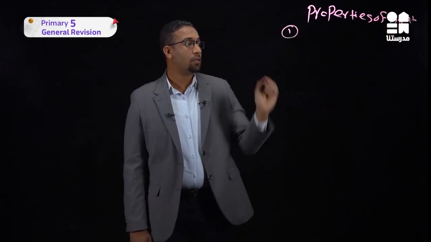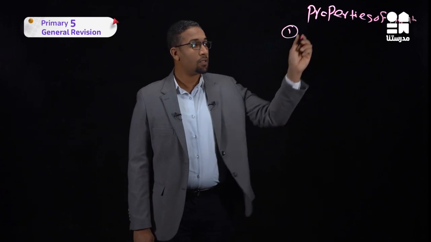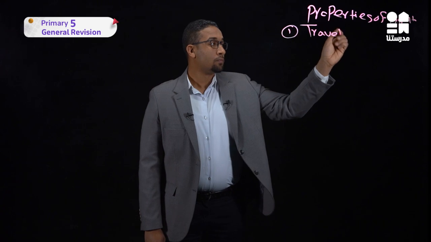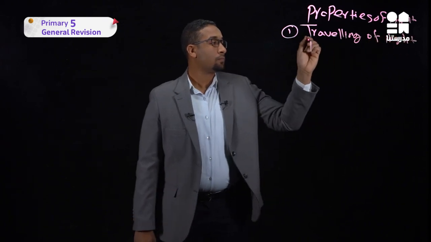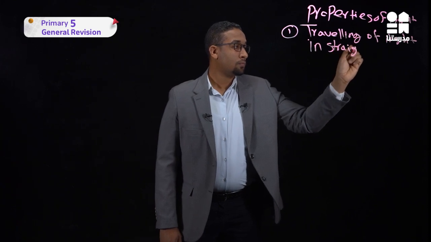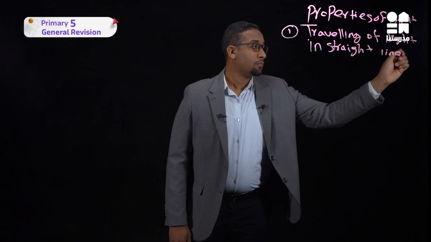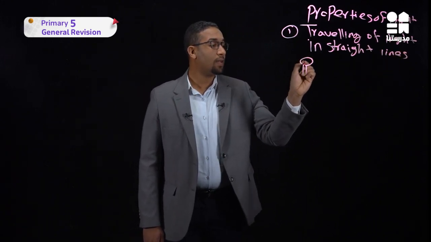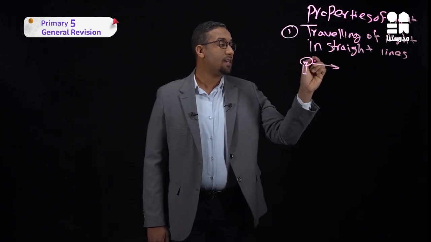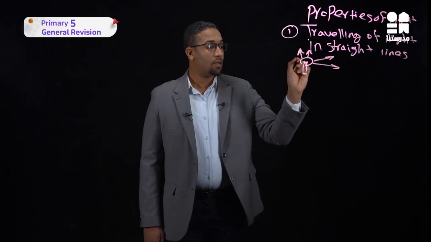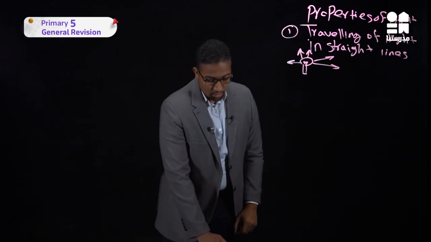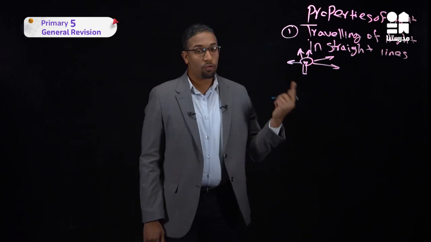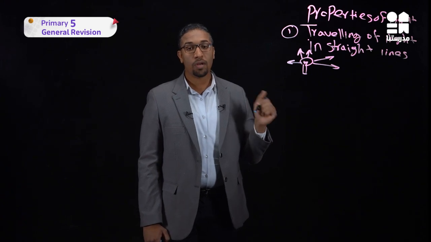So let's start with properties of light. Property number 1, traveling of light in a straight line, if you remember. So if we have here a source of light like a lamp, the light will travel in straight lines. And this was the property number 1. Many phenomena occur due to traveling of light in a straight line. Do you remember any of them? Yes. Formation of shadow, formation of images through narrow holes.